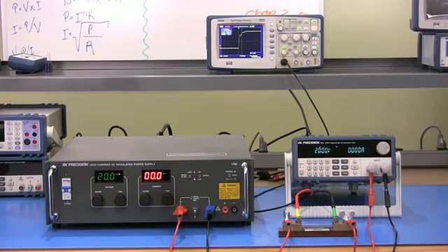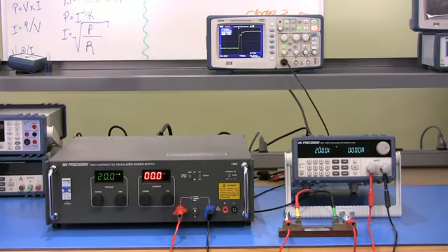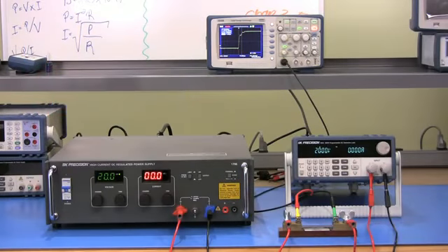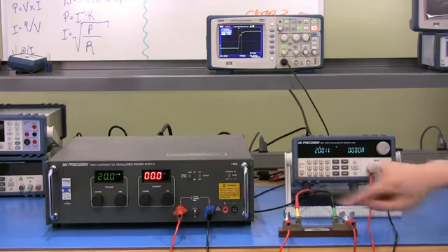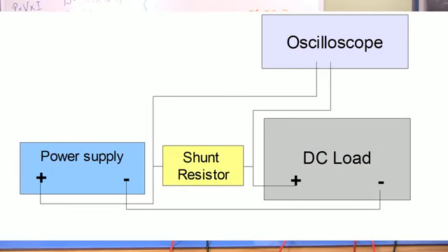Connect the test lead from the positive terminal of your power supply to one end of the shunt resistor. Then connect the positive terminal of the DC load to the other end of the shunt resistor. Now with another test lead, connect together the negative terminals of the power supply and the DC load. Your setup should look like this diagram.